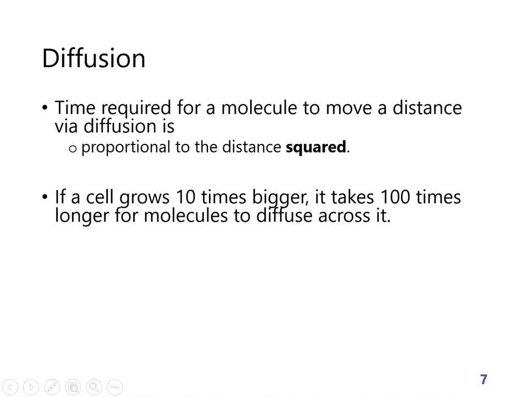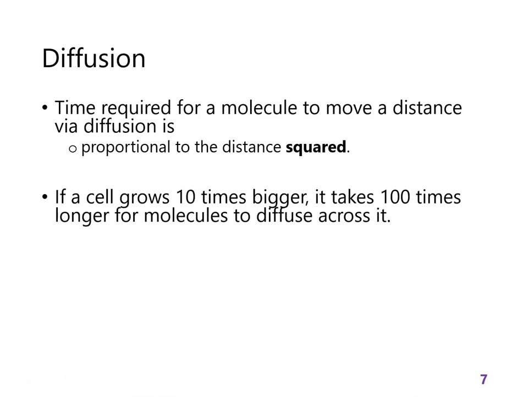The last one is diffusion. So how quickly can signaling molecules go from one end of the cell to the other? How quickly could a messenger RNA diffuse from one end of the cell to the other? And so here we could look at other physics stuff and say that the time required for a molecule to move a distance via diffusion is proportional to that distance squared.